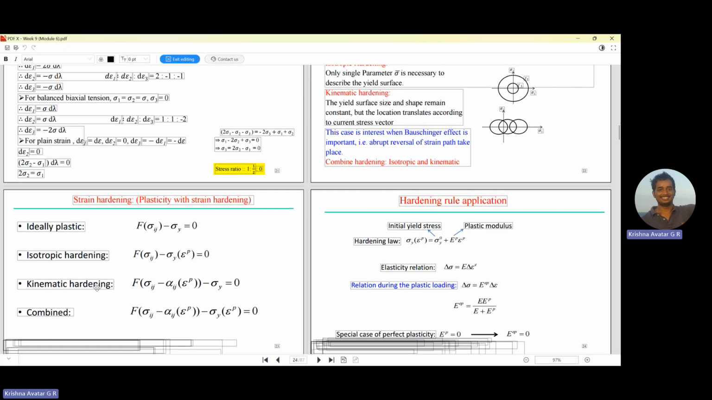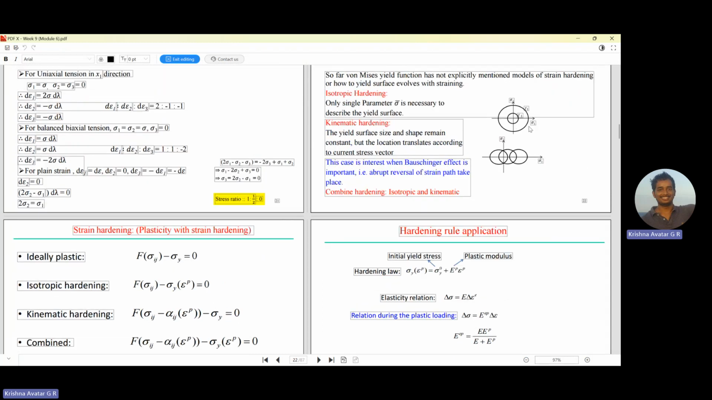For kinematic hardening, we see that there is also a translation in the stress vector going on, right? We see f of sigma ij minus alpha. This alpha is also what we call the state variable in such deformation. And this happens to be a function of the total plastic strain, right? And then the yield stress remains as it is.